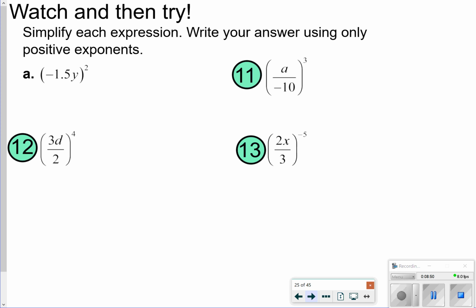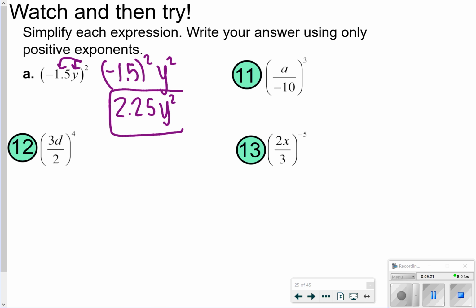So letter A, this one is called the power of a product property, which means this 2 is going to be distributed with everything that's being multiplied inside. Which means the negative 1.5 will get a 2, and the y would get a 2. And I put the 1.5 in parentheses because it's negative. Then I solve it. Negative 1.5 to the 2nd power is equal to 2.25. And then y to the 2nd power is just y to the 2nd. So this would actually be my answer.